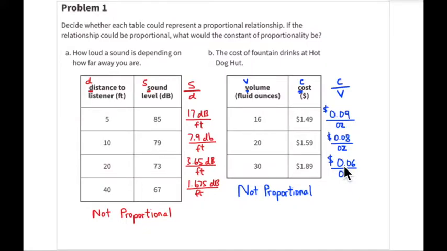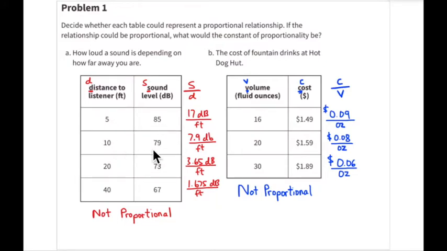This is problem number 1. It simply says, here are 2 tables containing relationships, and figure out whether or not those relationships are proportional. The table on the left is looking at the distance that a listener is away from a sound, and sound is measured in decibels. The listener is 5 feet away, and they hear that sound at a level of 85 decibels.